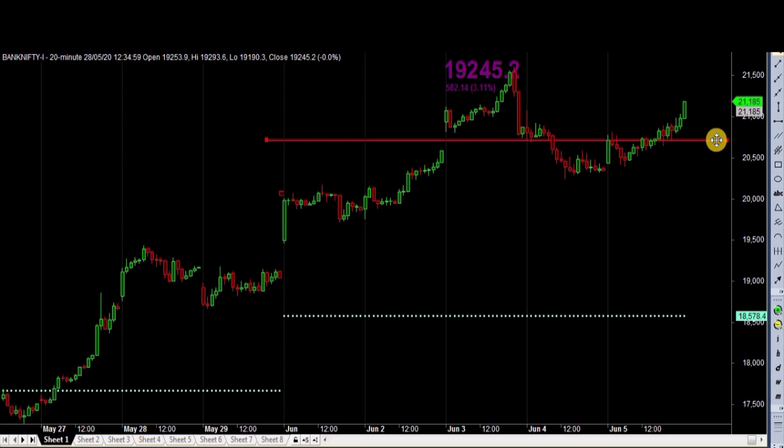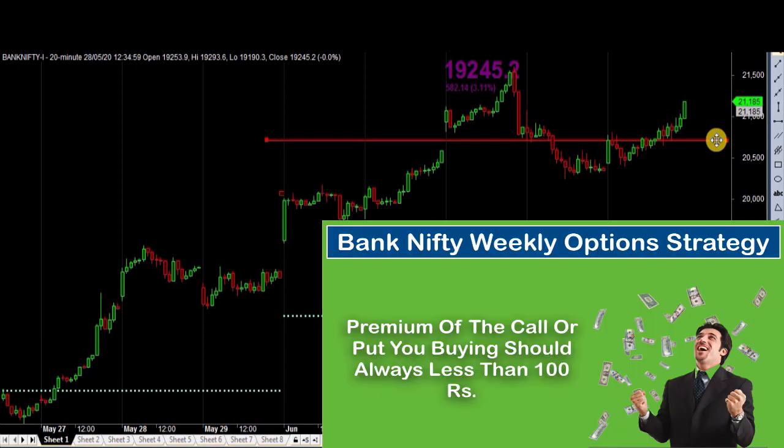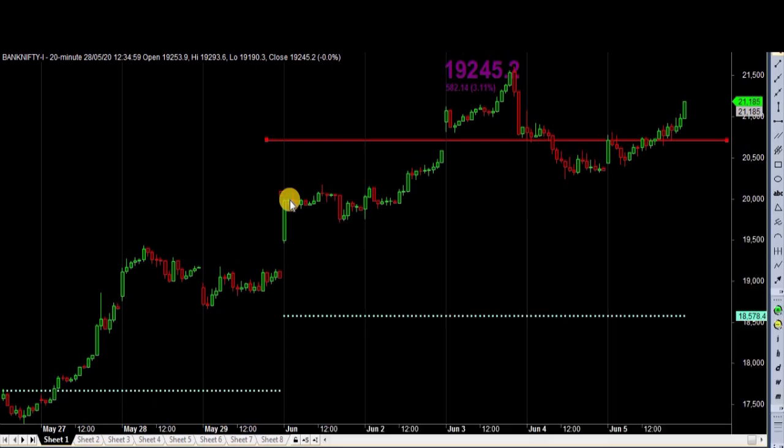20,700 value. Okay, and the second condition is that you are going to buy that call only if the prices are below 100 or 80 rupees. So if the premium of the 20,700 call is below 100 rupees, then only you're going to buy this call. It should be somewhere between 30 rupees and 100 rupees, then only you're going to buy that call.